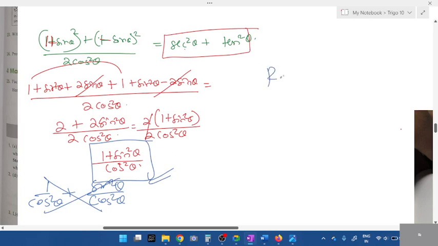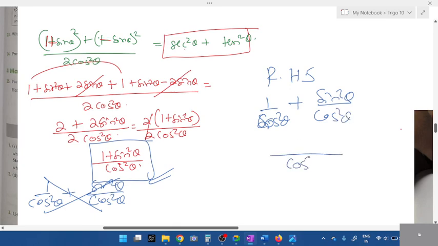Then take RHS. How do you convert RHS? 1 by, so cos square theta 1 plus, are they equal? You can show the calculation like this as well. Is it clear?